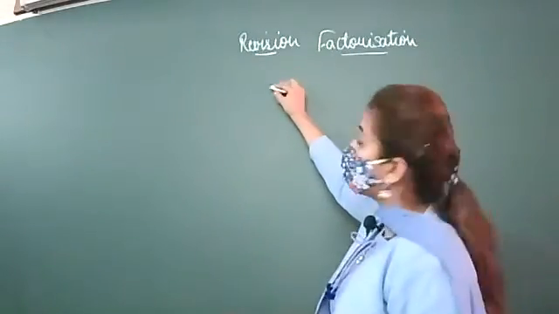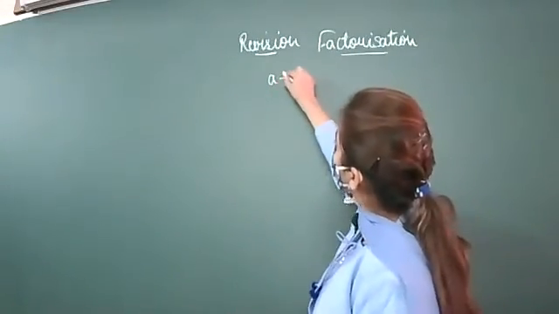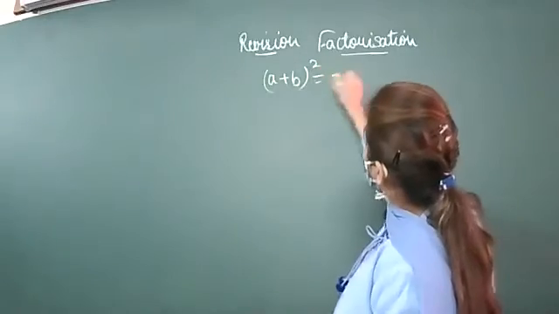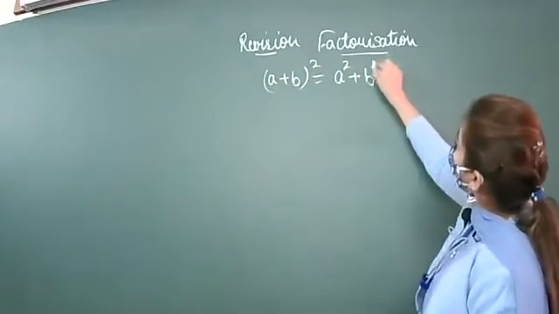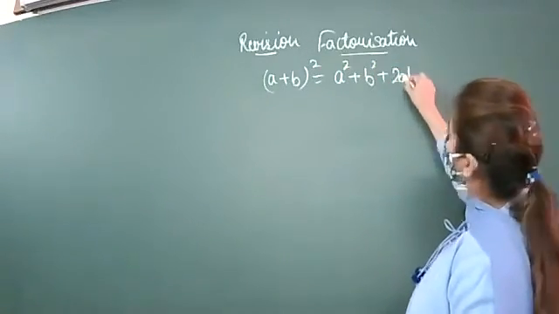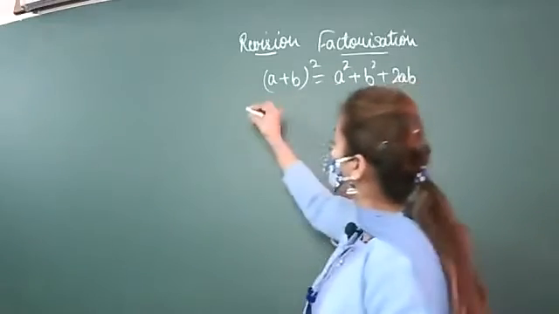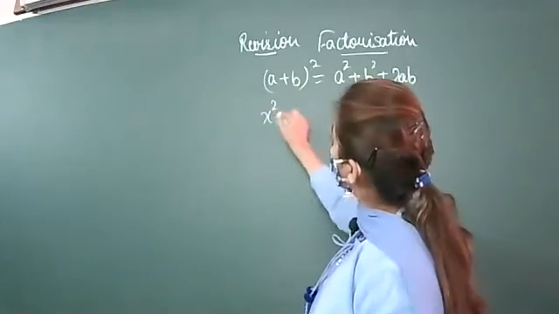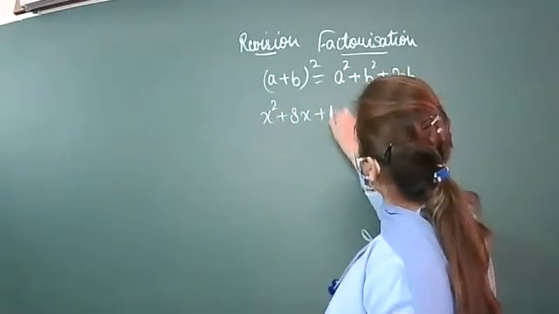Yes. Let's start with the identity. So the first identity is (a + b) whole square, that is a square plus b square plus 2ab. So this is your first identity. Let's start with the question of this. This is x square plus 8x plus 16.